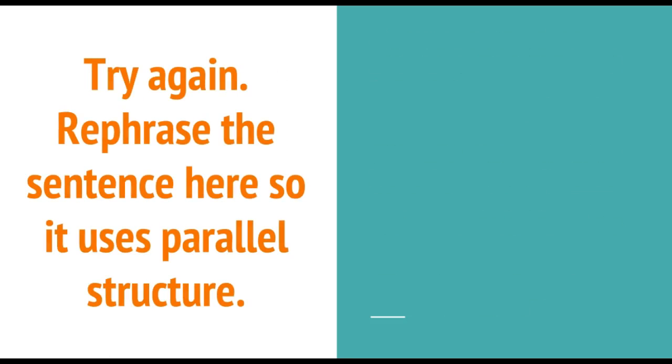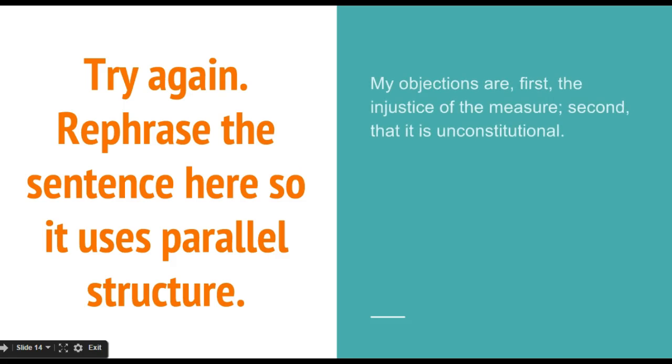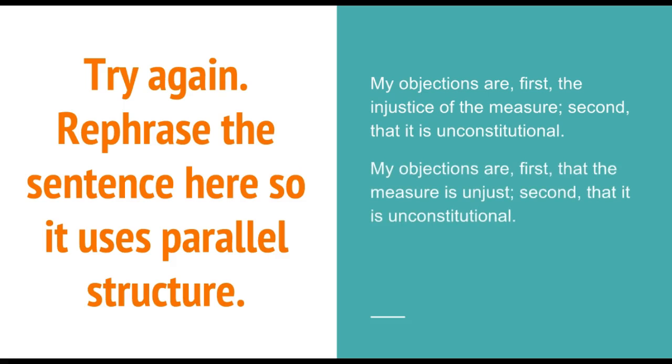Another practice. Try rephrasing this sentence so that it contains parallel structure. My objections are, first, the injustice of the measure. Second, that it is unconstitutional. Take a moment, pause the video if need be, and restructure this sentence. My objections are, first, that the measure is unjust. Second, that it is unconstitutional. And in this correction, you'll see an adjective and another adjective here.